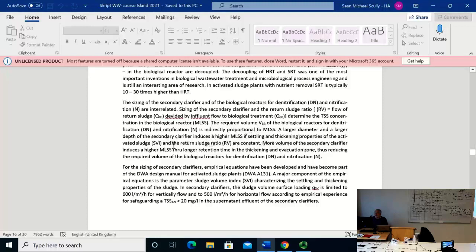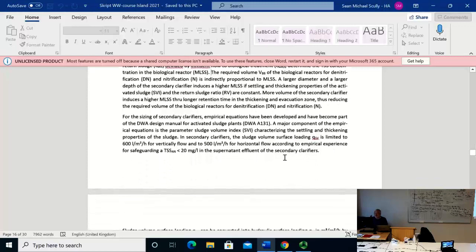More volume of the secondary clarifier induces a higher MLSS for longer retention time in the thickening and evacuation zone, thus reducing the required volume of the biological reactors for denitrification and nitrification. For sizing the secondary clarifiers, empirical equations have been developed and have become part of the DWA design manual for activated sludge plants, which you find in the DWA A131.